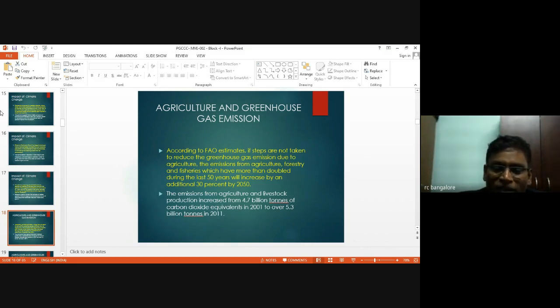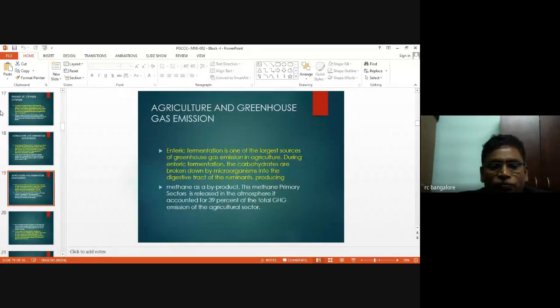The emission from agriculture and livestock production increased from 4.7 billion tons of carbon dioxide equivalents in 2001 to over 5.3 billion tons in 2011. Then imagine the volume of carbon dioxide equivalent released from the emissions of both sectors, that is, agriculture and livestock production.